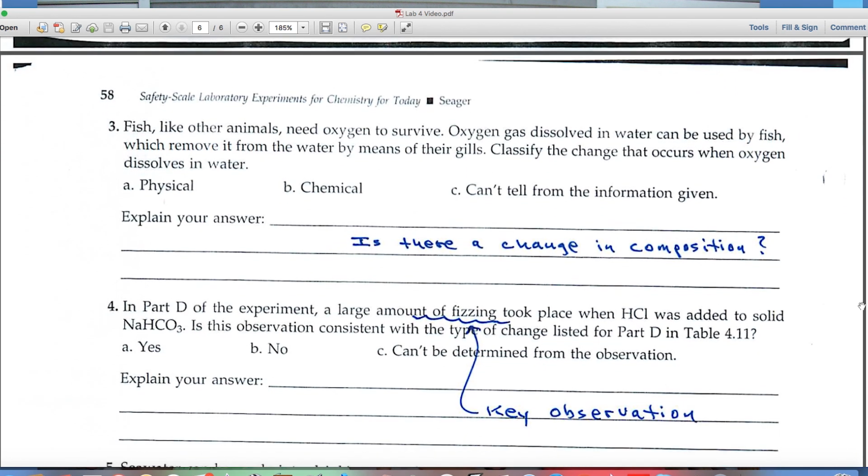And number 3, it says fish need oxygen to survive. Oxygen gas is dissolved in water used by fish, which remove it from the water by means of their gills. Classify the change that occurs when oxygen dissolves in water. Well, the key question is, is there a change in composition? We had oxygen in water when we started, and when the oxygen enters the fish, it's still oxygen, isn't it?